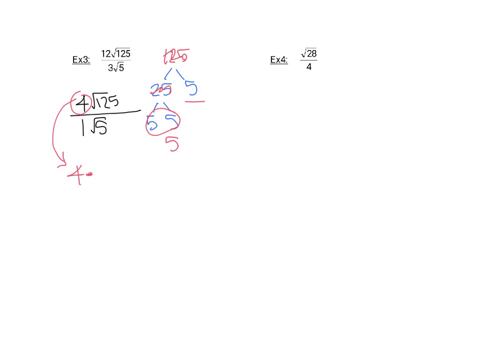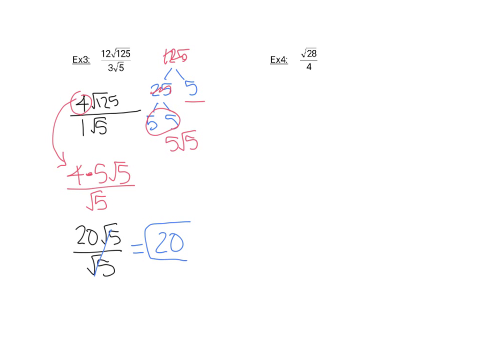When I rewrite this simplified radical, it's 5 square root of 5 over square root of 5. So, 4 times 5 is 20. So 20 square root of 5 over the square root of 5. Now, we know that these square roots of 5 end up basically canceling each other out, and we would be left with only 20. I'm going to let you guys do example 4 on your own.